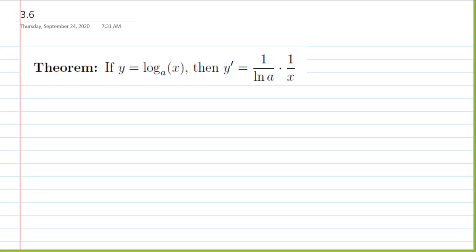So the first differentiation rule that we want to add to our list is taking the derivative of a logarithm. If y is equal to the logarithm base a of x, then y prime is going to be equal to 1 over the natural logarithm of a times 1 over x.